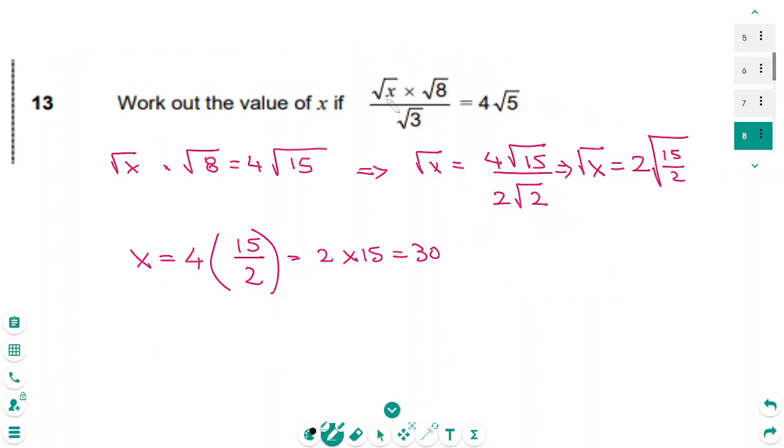The next exercise is rearranging fractions to find the x value. To find x, you may use inverse operations until you have x on one side. So you times both sides by root 3, and you see how here I have an equation: root x times root 8 is equal to 4 root 15. Dividing by root 8 gives you root x, which is 2 root 15 over 2. I square both sides, and then I have the value of x. By squaring, I have 2 times 15, which is 30 centimeters.